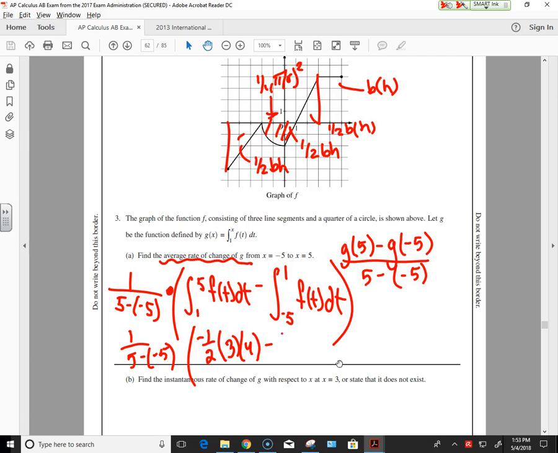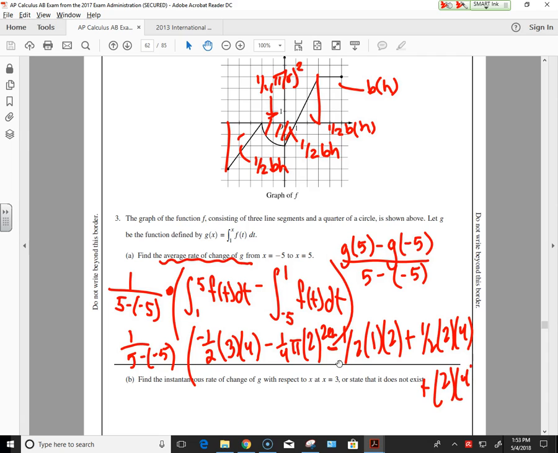Then I'd have a negative 1/4 pi r is 2. Then I'd have a negative 1/2. Make sure my negative is there. 1 times 2. Then I have a positive 2 times 4, and then just a base, and then a positive 2 and 4. When you have to subtract that from the other.